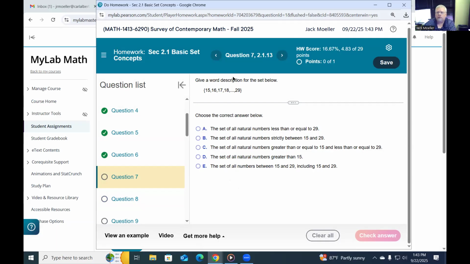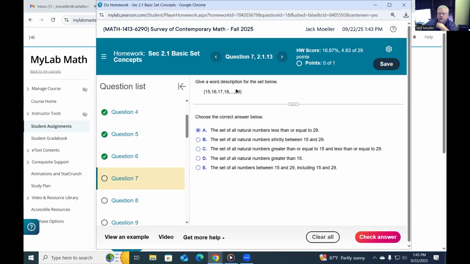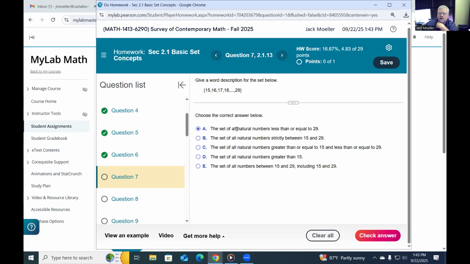All right, so write a word description. So it starts at 15, 16, 17, goes up to 29. Sometimes it's easier to just go one by one and eliminate them or maybe come back to them. So, a set of all natural numbers less than or equal to 29. That less than or equal does include 29, but this doesn't work because it says all natural numbers. Natural numbers start at 1. This doesn't start at 1.